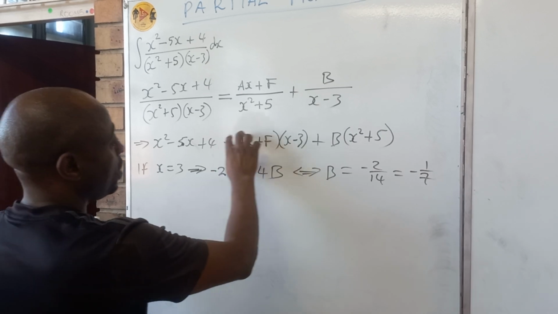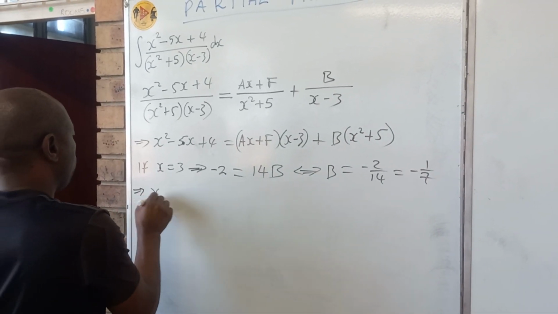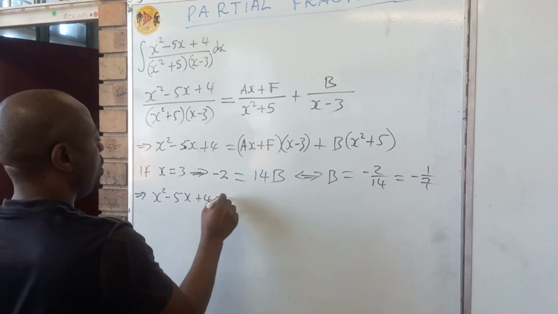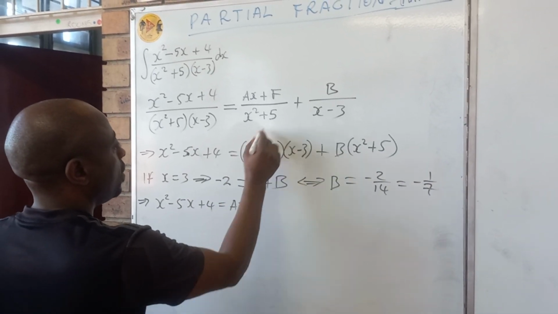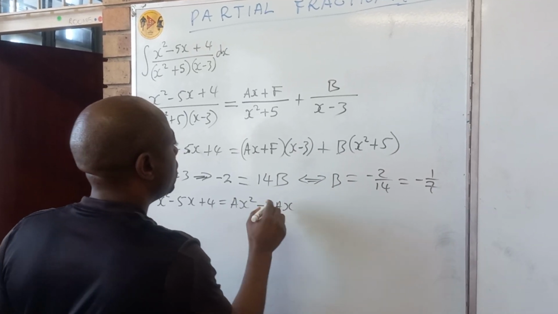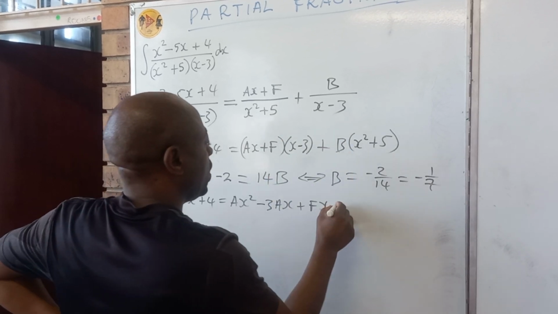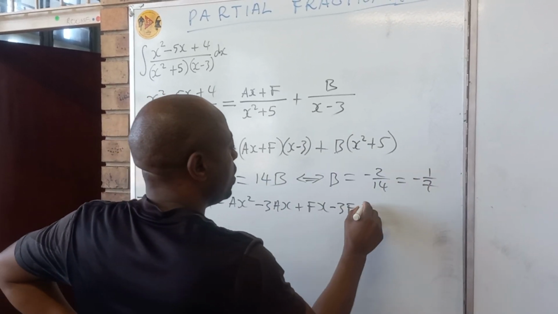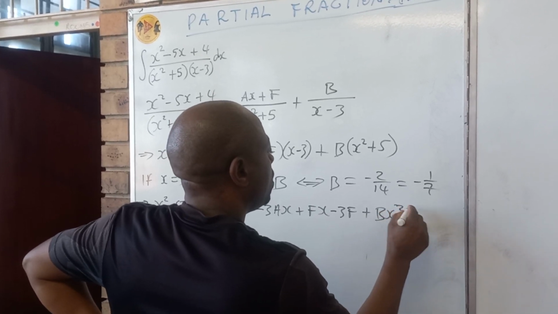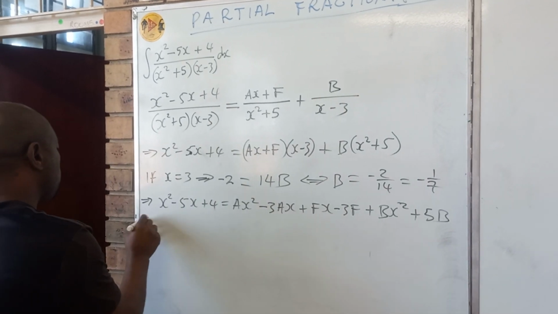So what I will simply do is go for expansion and compare coefficients. That's my own way of doing it fast. If I multiply, I'll get ax squared. Then I multiply there, I get 3ax. Then I multiply this, I get fx. I multiply this, I get 3f. I multiply that, it gives me bx squared plus 5b. Then I can compare coefficients.